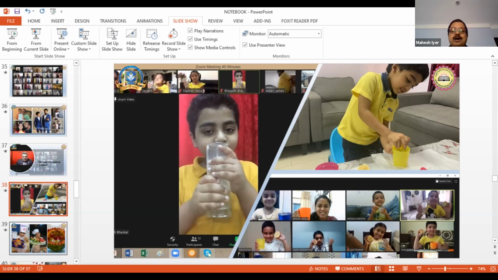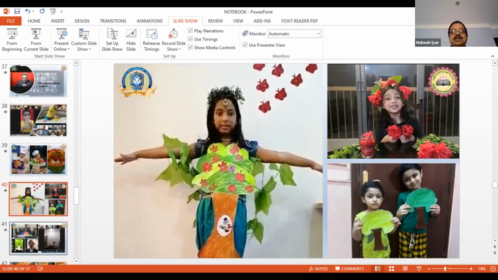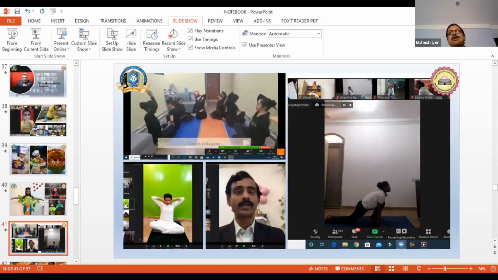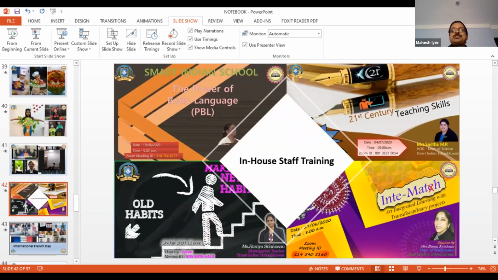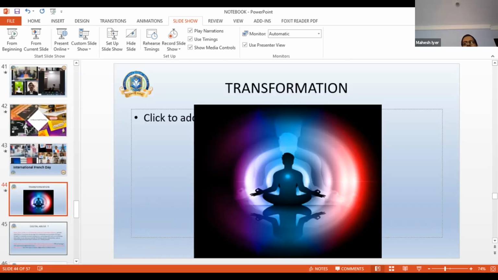We made them also participate in how to make lemonade, how to decorate, and how we can have a healthy salad day, an environment-friendly day. And we have not kept any stone untouched. International Yoga Day, we performed, and the students also performed. And in-house staff training, almost every week, we used to have this kind of staff training too. International French Day, everything that means technology, maximum use of technology we have done.